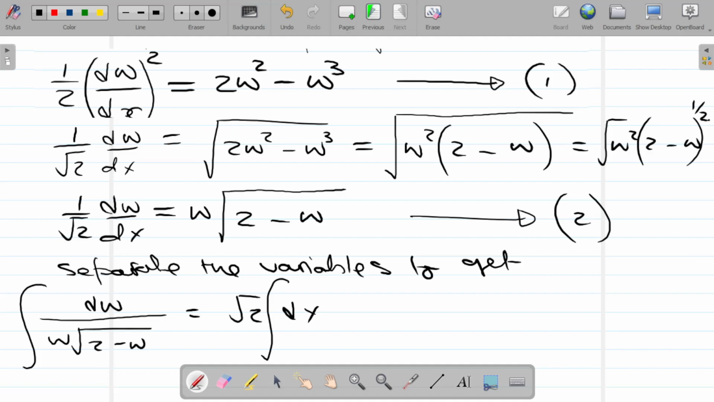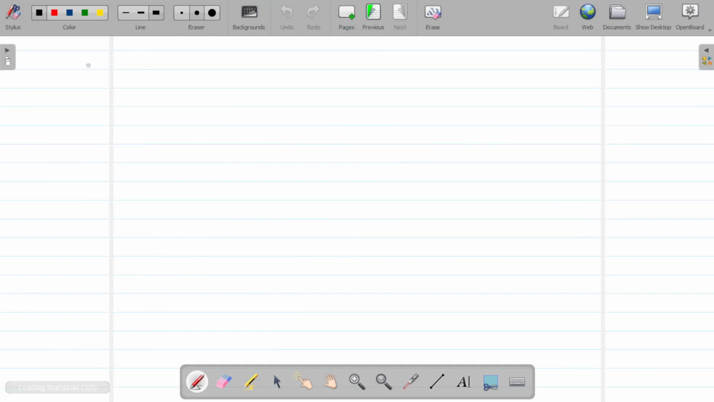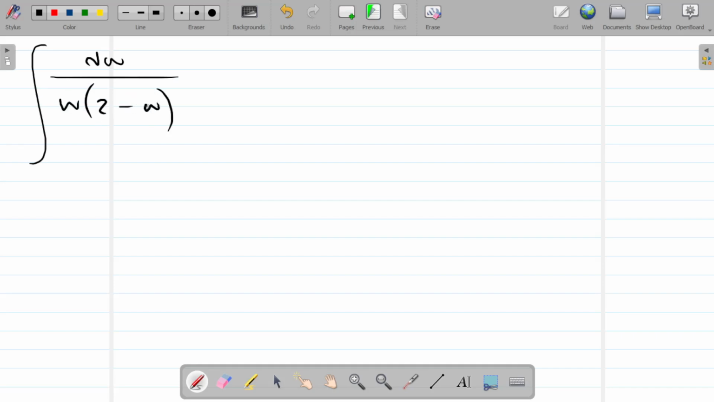Now let's go to the next page. So what we've got is the integral of dw over w times 2 minus w to the power of half. So I'm rewriting it like that again. Sorry about the switching back and forth from the power of a half to the square root sign. It doesn't really matter. It's whatever you're comfortable with. And that's equal to square root 2 times the integral of dx.